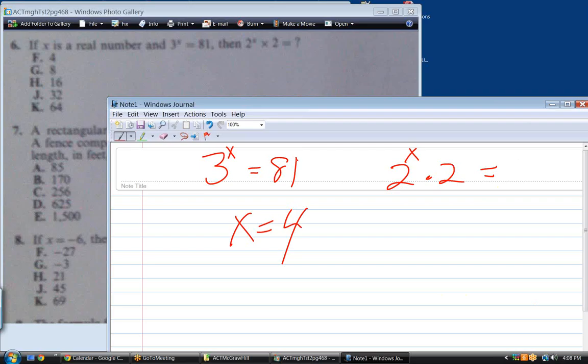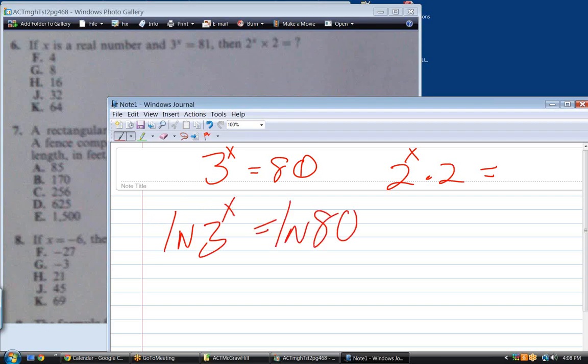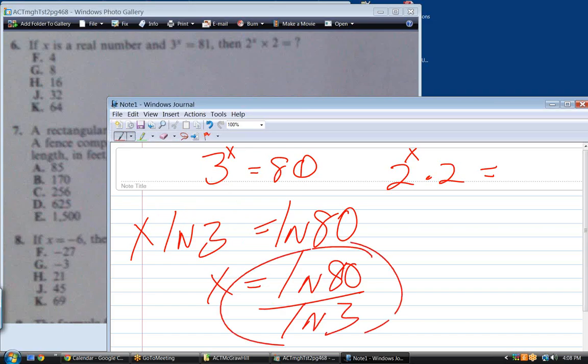Yeah, in other words, what I'm trying to say is that they're never going to give you a problem like this, to make that be 80. Because now, in order to solve this, I got to use logs. I got to take the log of both sides, and then I bring the x down here, and then I divide both sides, so x ends up being this very irrational number. Certainly not an integer.